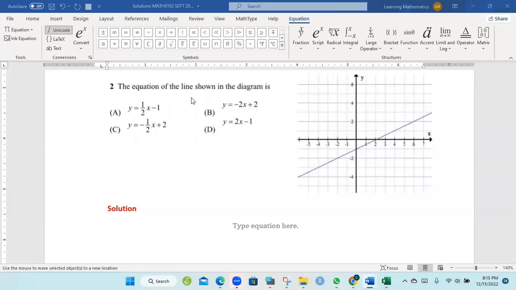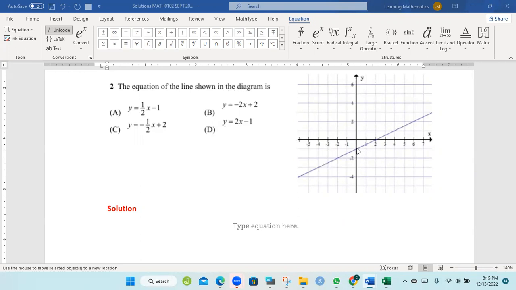The equation of the line shown in the diagram is... So let's look at the graph and see how the equation looks. As you can see, it's intercepting the y-axis at -1. So the y-intercept is -1. So the answer is either A or D, because the y-intercept is -1.